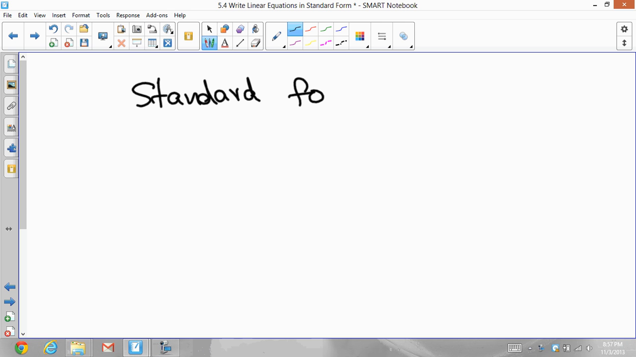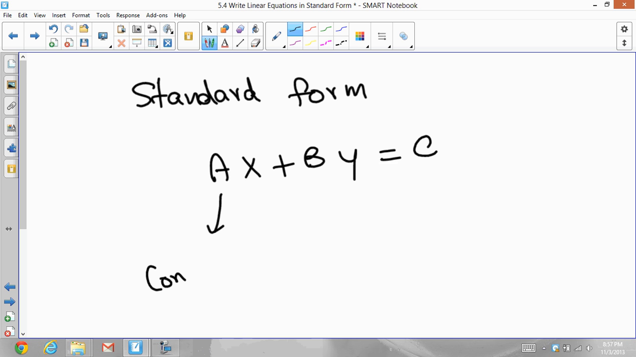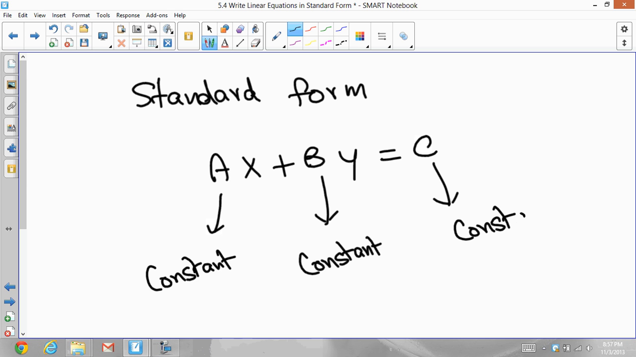The standard form of an equation is going to be ax plus by equals c, where a is a constant, just a number, b is a constant, could be any number, and c is also a constant, any number. If you look at the standard form, the x and the y are all on one side and the constant is on the other side of the equal sign.